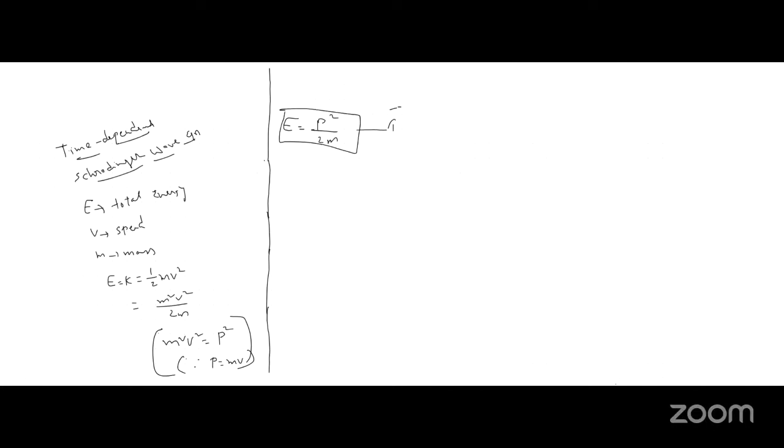Next, we know a few more formulas. What are the formulas we know? p equal to h by lambda is one formula, and another formula we have is E equal to h nu. Based on these formulas, next I will do the derivation part.